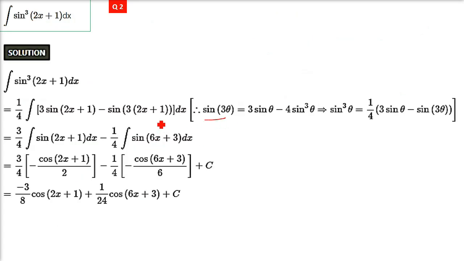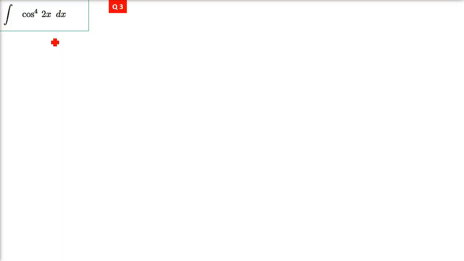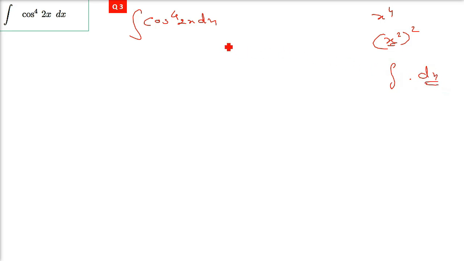So this formula, if you know, the question becomes very easy. So this is another level up, cos raised 4 2x. This cos raised 4 formula is very difficult to remember, but we have a trick. x raised 4 can be written as x squared to the power 2 because the exponents get multiplied. In the same way, this cos raised 4 2x can be dealt as cos square 2x whole square. Please remember, integration and dx will always be there. If I am not writing it, don't do the same yourself. You have to write this integration and dx symbol always.